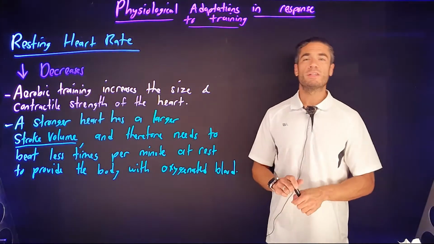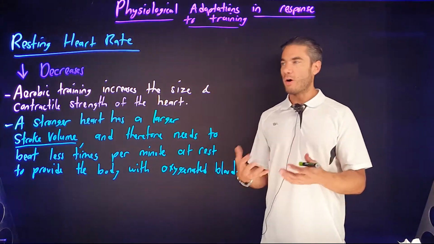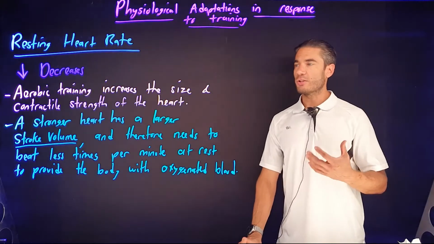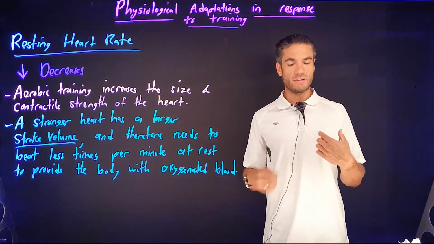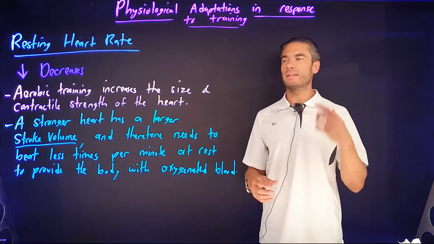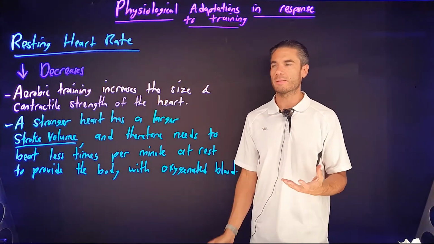All right, so our first one is our resting heart rate, and in a nutshell, it decreases. Why? Aerobic training increases the size and the contractile strength of the actual heart muscle, okay? So the heart is a muscle in your body, just like any other muscle in your body, except, well, okay, it's not like any other muscle because it's cardiac muscle, it's not skeletal.